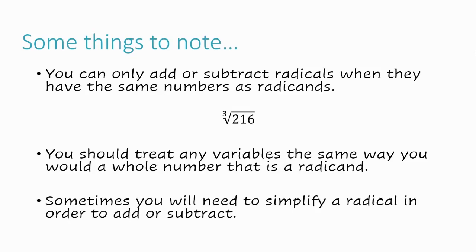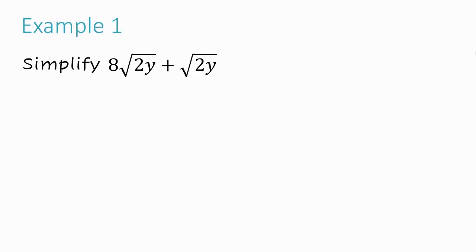Sometimes you'll need to simplify a radical in order to add or subtract. Let's take a look at example number one. Let's say I need to simplify 8 square root 2y plus the square root of 2y. Well, the first thing I'm going to do is pull out anything from under the radical that I can. And when I look at this particular example, I can see that I can't pull anything out. I can't break 2 down any further because it's already prime. And I can't break y down any further.